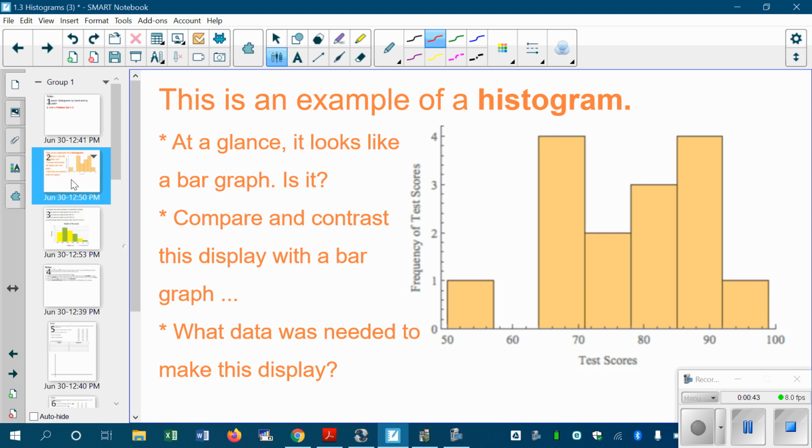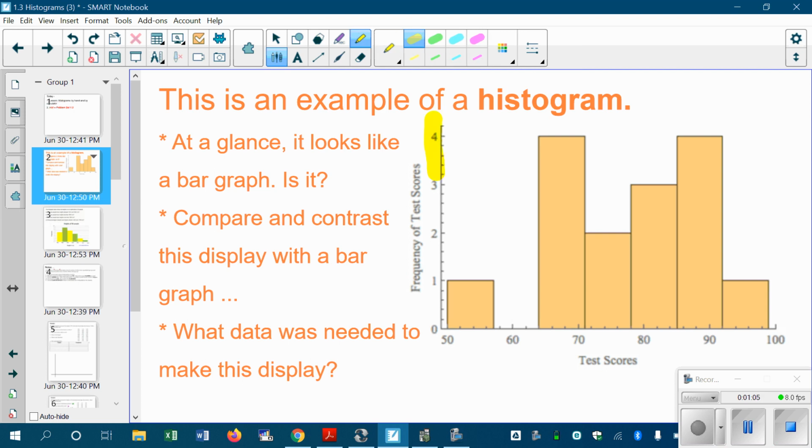A histogram is a graph that can look like a bar graph. You just look at it and think, this is a bar graph. But if you compare and contrast it with a bar graph, maybe you will see why it is a little different. It is the same in that it has bars. However, if you take a look at the labels on the axes, this points out the difference.